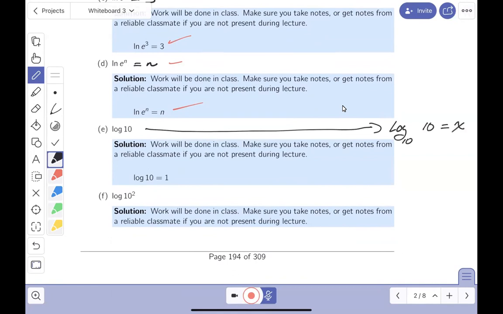I'm going to say, I don't know what it is. As an exponential, what do I get? Well, the argument, which is 10, equals 10 raised to the power x. Well, x has to be 1. So what am I getting over here? Log 10 is equal to 1.